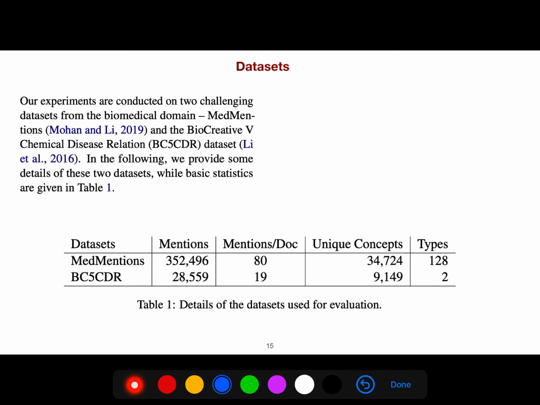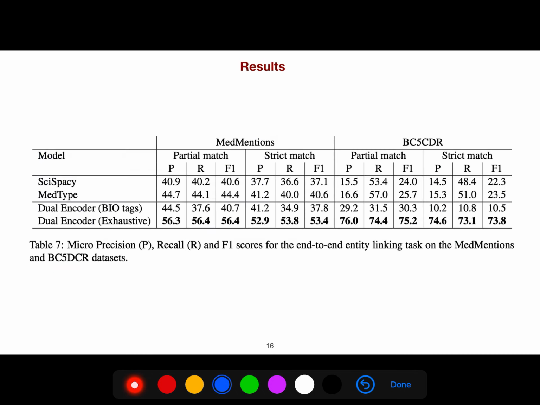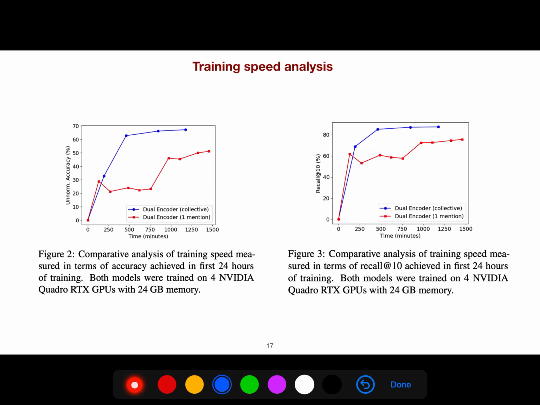And they use these two datasets, MedMentions and BC5CDR. MedMentions has more mentions, 300,000, and more types, 128 types. And the results, as you see, still have low precision, recall and F1 score, so we can still write an article to outperform these state-of-the-art models.